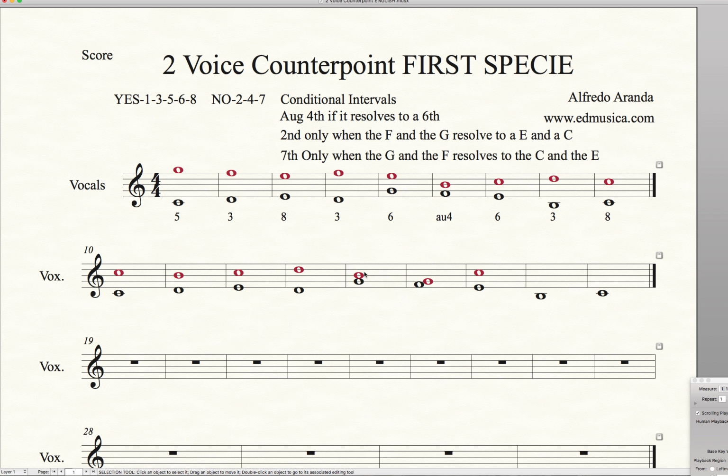In this case, this interval, you can do anything with it. And then I wrote a second just to illustrate these conditional intervals, and I will be showing them in future videos. So I made a second to a sixth, and then this last one, I'm gonna do the same thing. Instead of writing a D, I'm gonna write a G. Oops.